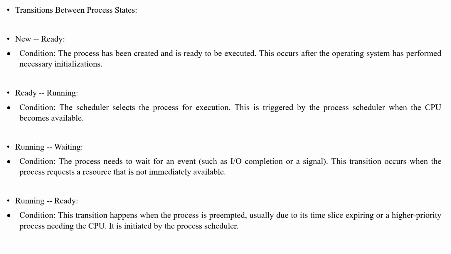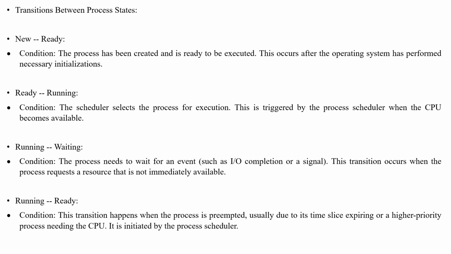Transitions between the process states. New to ready: the process has been created and is ready to be executed. This occurs after the operating system has performed the necessary initializations. Ready to running: the scheduler selects the process for execution, triggered by the process scheduler when the CPU becomes available. Running to waiting: the process needs to wait for an event such as input-output completion or a signal. This transition occurs when the process requests a resource that is not immediately available.